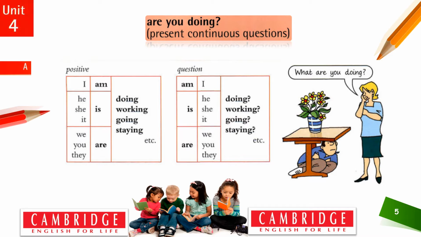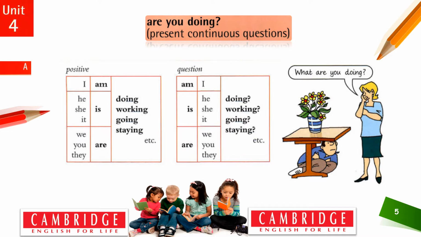Am is the helping verb. Doing is the present participle. I am doing. He is doing. He is working. She is going. It is staying. It is going. Whereas we are doing, we are working, you are going, they are staying, etc.